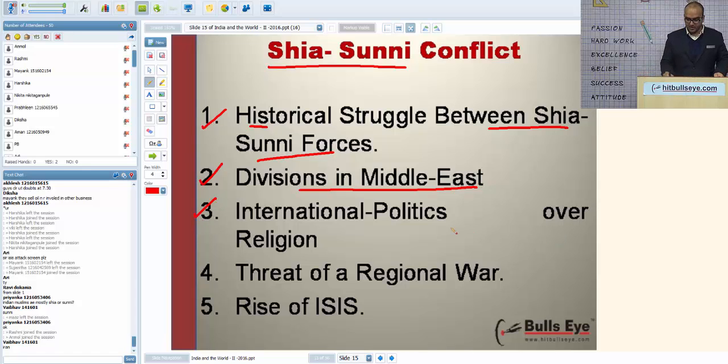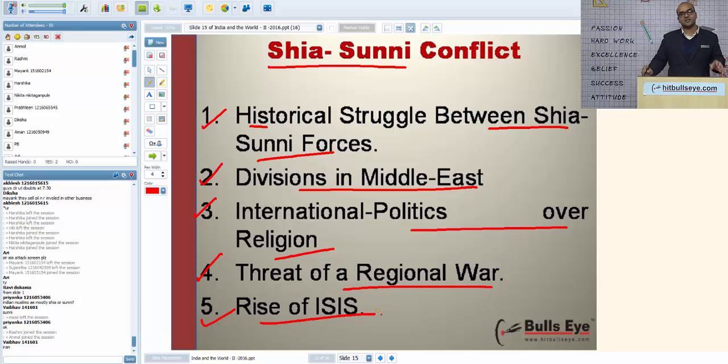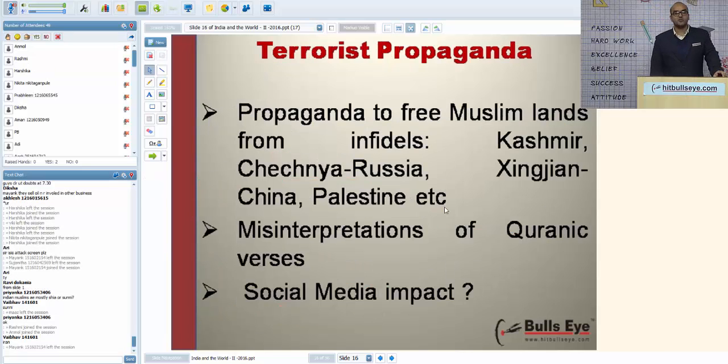International politics, politics over religion. This particular region is always quite volatile because of interference of international powers. They keep on supporting the other side, and this is a manifestation of a cold war which is going on between Russia and USA, right? Then we have the threat of a regional war and rise of ISIS as a consequence of a Shia-Sunni conflict, right?